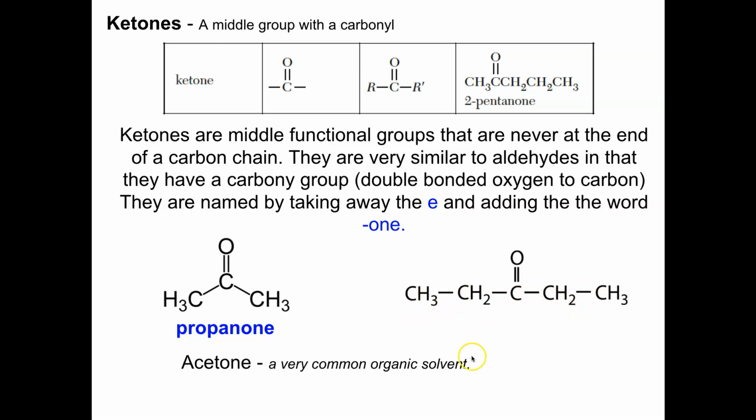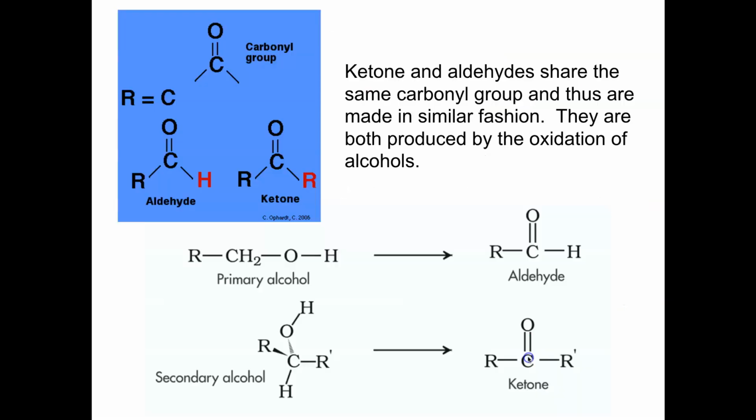Okay, I got 5. So I've got a pentane, single bonds between the carbons. Take the E away, add one, pentanone. And on the third carbon, okay, no matter how I count my carbons, 3-pentanone. Okay, good stuff. All right, and there's my carbonyl group. There's my ketone. It's in the middle.